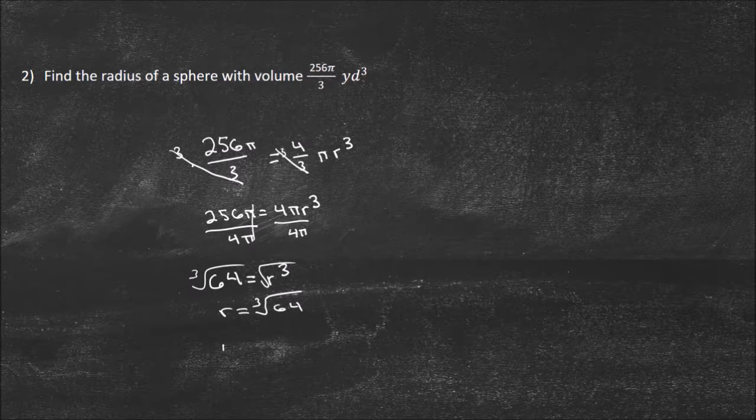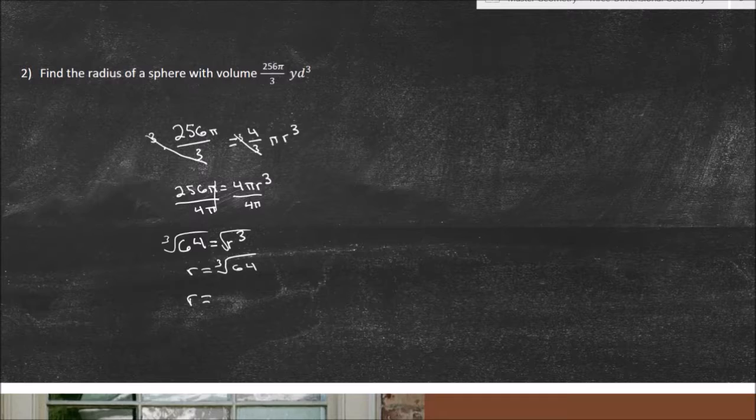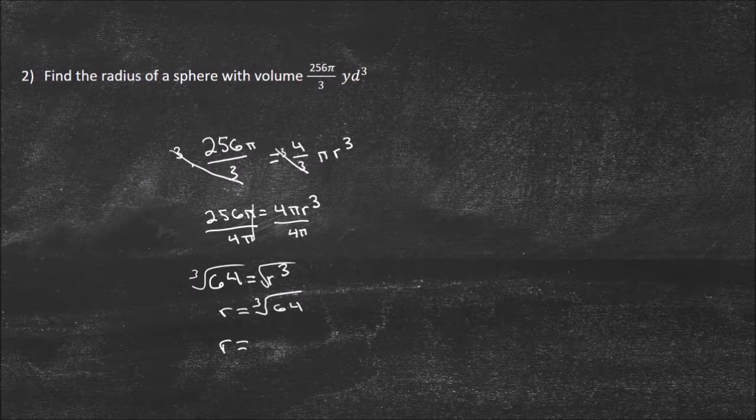So that means r is going to be 4, because the cube root of 64 is 4, because 4 times 4 times 4 gives me 64. And that's the radius of the sphere that has the volume 256 pi over 3.